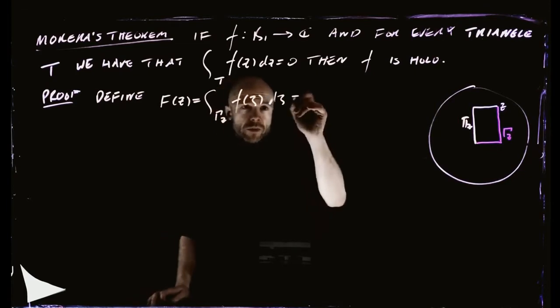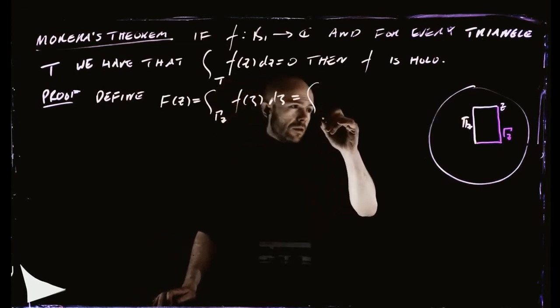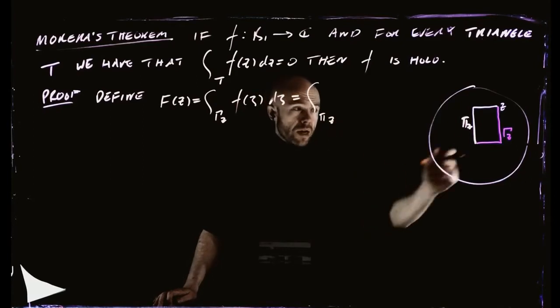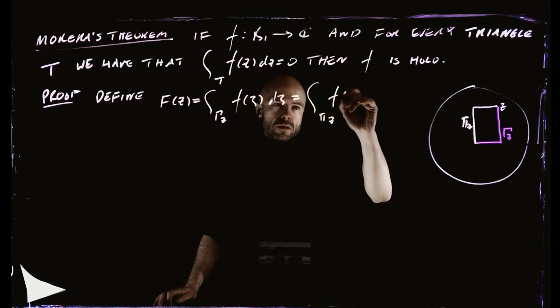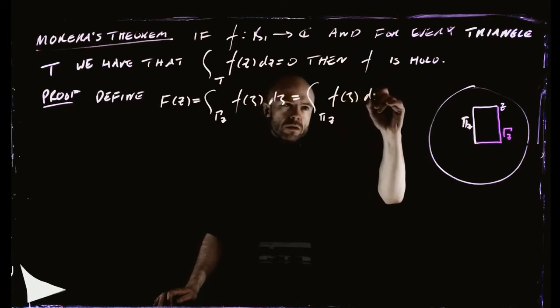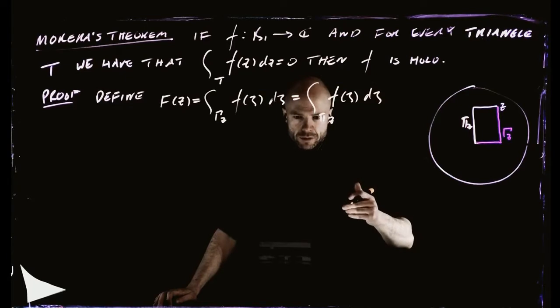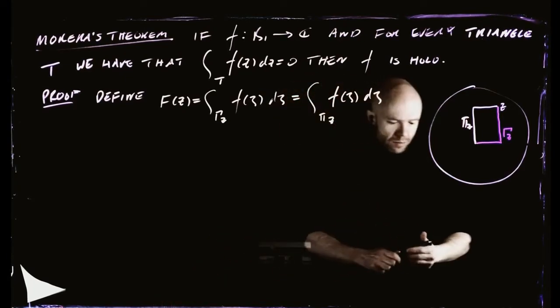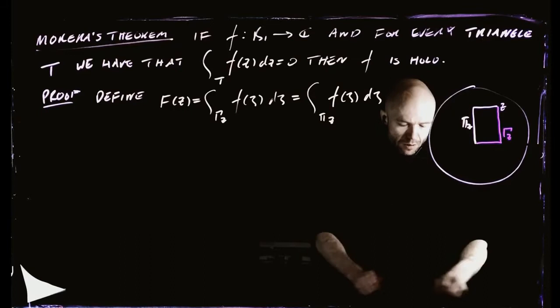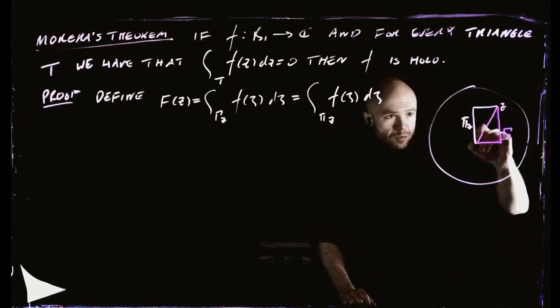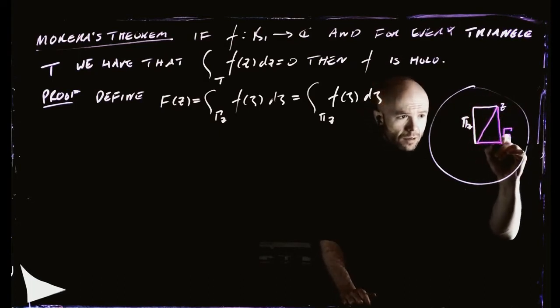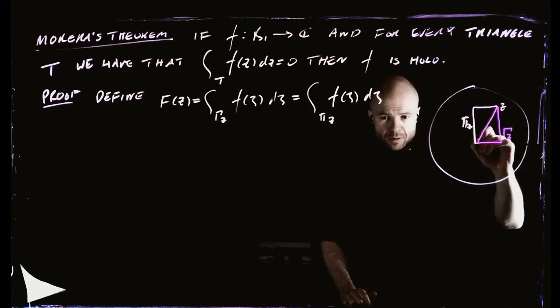We could also define it to be equal to the integral over pi of z, because by the fact that the integral over every triangle is equal to 0, it's going to be exactly the same thing. That's how this proof worked, because since the integral of every triangle is equal to 0, if we go up, across, and then down like this, it's equal to 0. And if we go across, up, and then down like this, it's equal to 0.